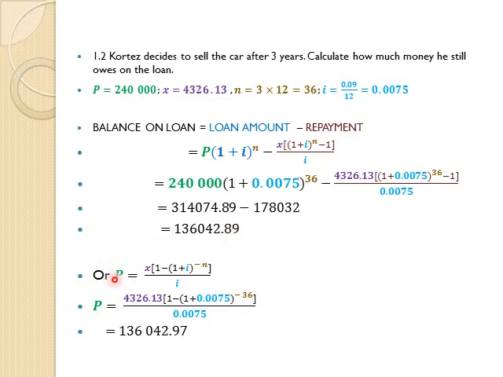Or, as I said, if we use present value, P = X[1 - (1 + i)^-n]/i. X is 4,326.13, i is 0.0075. After 3 years, remember it was 6 years, 6 minus 3 still gives me 3 years, so n stays 36, 3 times 12. Punch it all in and we get 136,042.97.